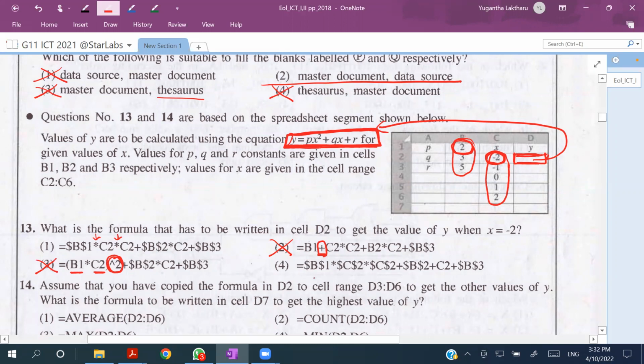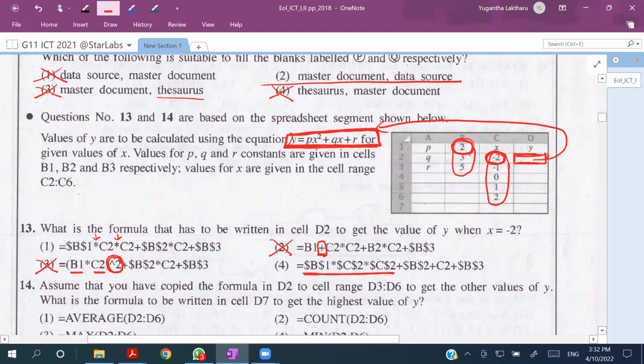And here they say $B$1, $C$2, $C$2. Now, since they haven't mentioned that this is being copied into the other areas of Y, it's not a problem to have something like this, right? So still, these three seem quite okay, right? So the next one is QX.